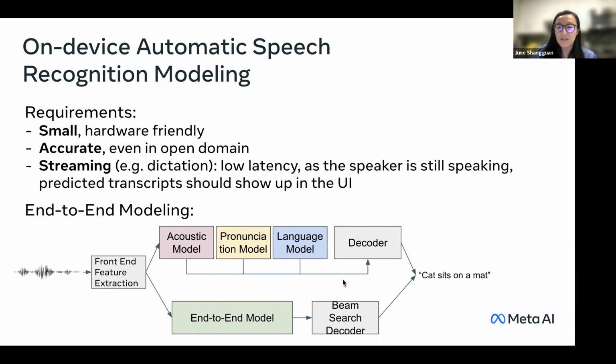So why do we favor end-to-end models for many of the applications? It's because now when you have one singular model that could model acoustic, pronunciation, and language, you could be very small. And then you can actually train this model using the loss function you actually evaluate the model on. And last but not least, an end-to-end model could be made streaming and have low latency. So that really satisfies all the constraints we want for on-device.